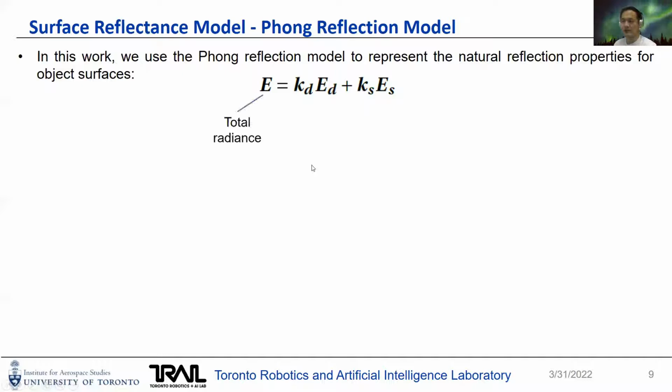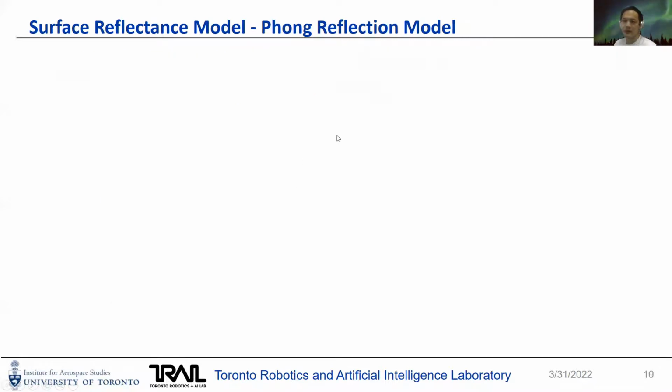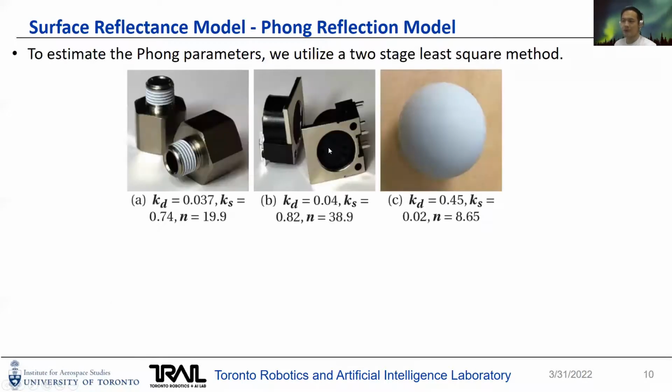E is the total radiance received by the camera, and KD and KS are the diffuse and specular reflection parameters. To estimate them, we use a two-stage least square method. Please check our paper for more details. Here, we just show a few examples of our estimated Phong parameters for different objects. We can see that for objects with reflective surfaces, the specular parameters are higher than for matte objects.